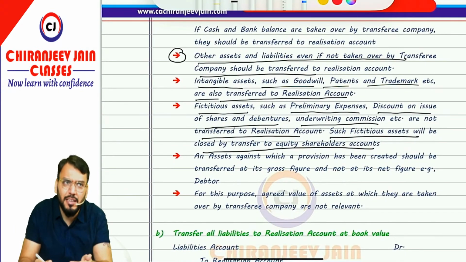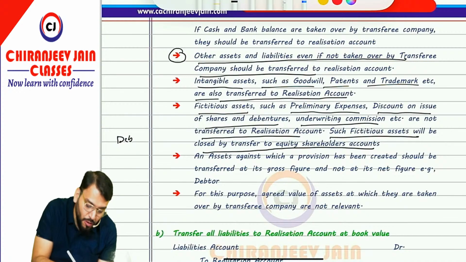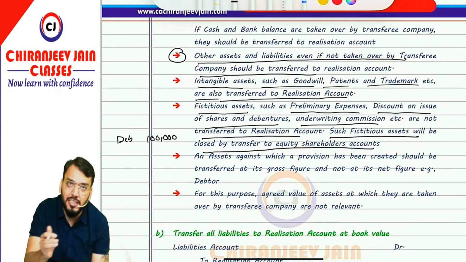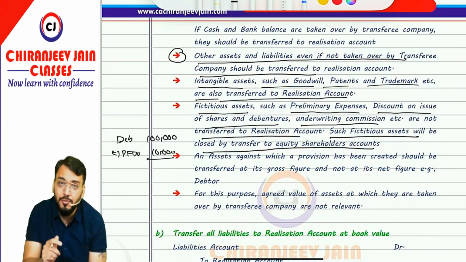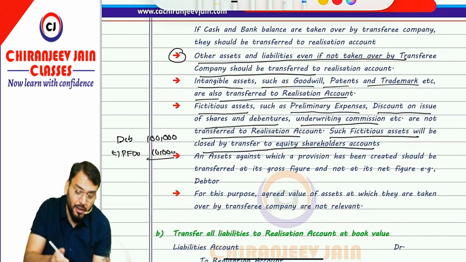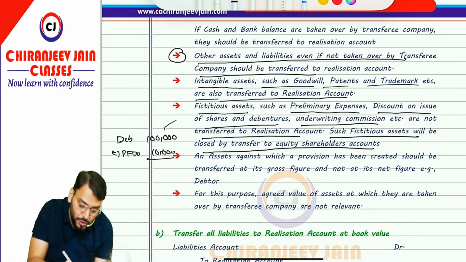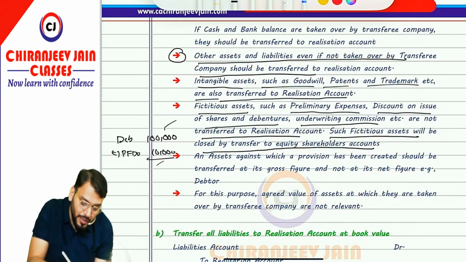Now sometimes there may be a debtor with provision for doubtful debt. I am explaining all the points so that you can understand all the steps of what needs to be done in an exam question. So suppose we have a debtor with a provision for doubtful debt of 10,000. Now, these are two separate accounts, and we are here to close each account. Debtor will be closed by transfer to realization account at gross amount, and provision for doubtful debt account will also be closed by transfer to realization account at 10,000.